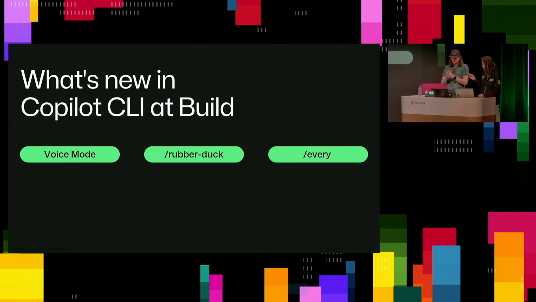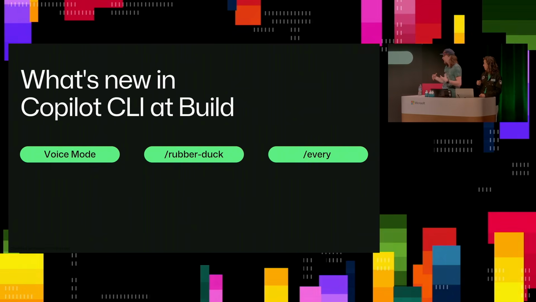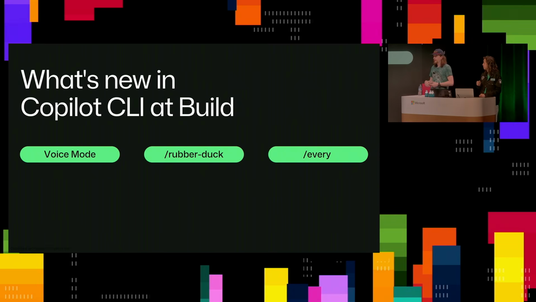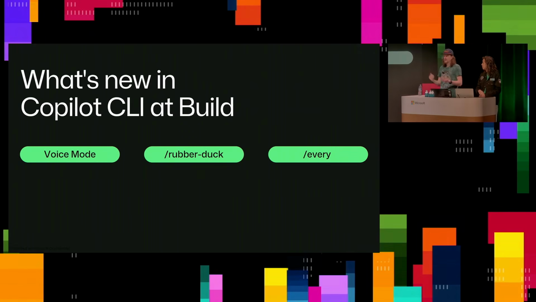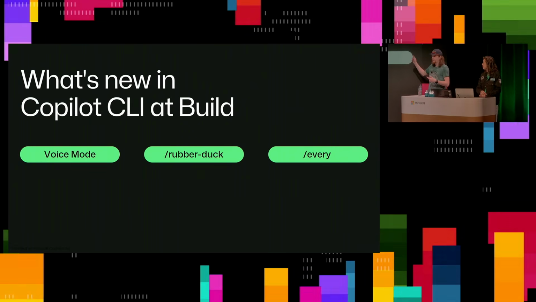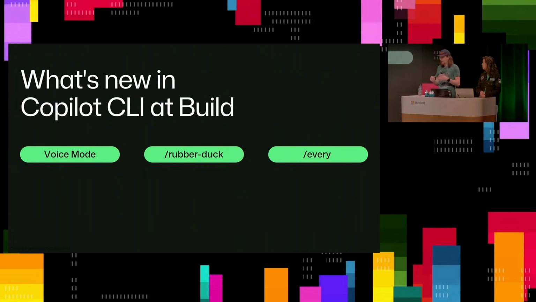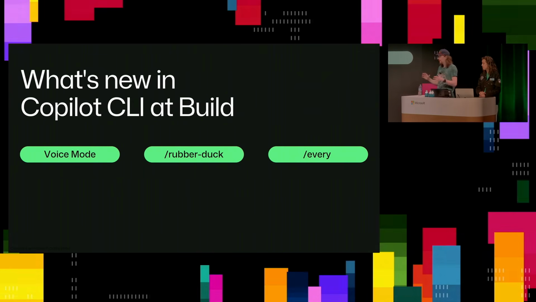Could you speak to /every? Yeah, /every. So this is a feature in which you can, within a session, create an automation that runs on a particular interval. Could be every 5 minutes, once a day, once an hour. My favorite feature of /every is that at GitHub, we live across Slack and Teams, and we use lots of different communication channels.